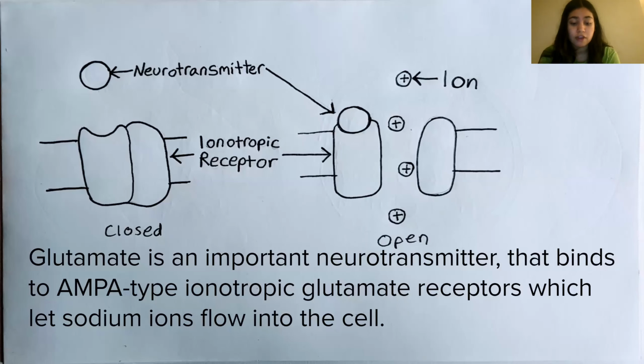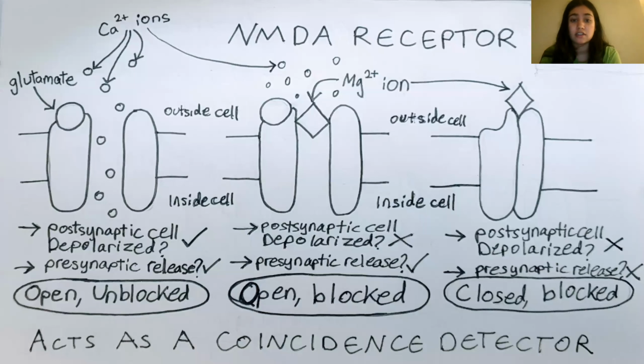Also found on these dendrites is another kind of ionotropic receptor that also binds to glutamate, and it's called the NMDA receptor. The NMDA receptor is special because it acts as a coincidence detector in the synapse. It's only able to let ions flow through it for the short period of time when both the presynaptic and the postsynaptic cells are active.